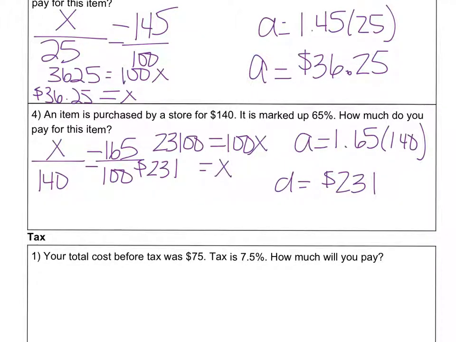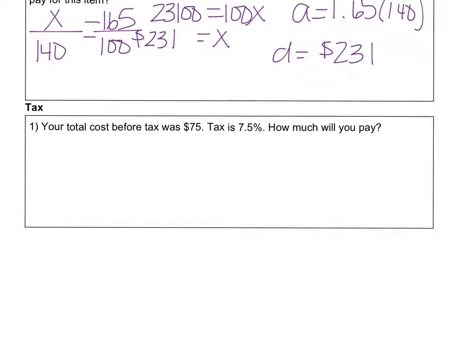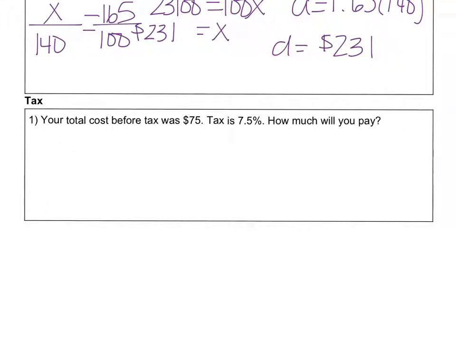Okay, here's what we got. X equals $231, so we found that it would cost $231 for the item. Let's go ahead and look at the tax. So I will do the first one with you, and then you can try the next one. So again, this is just adding on to that 100%.